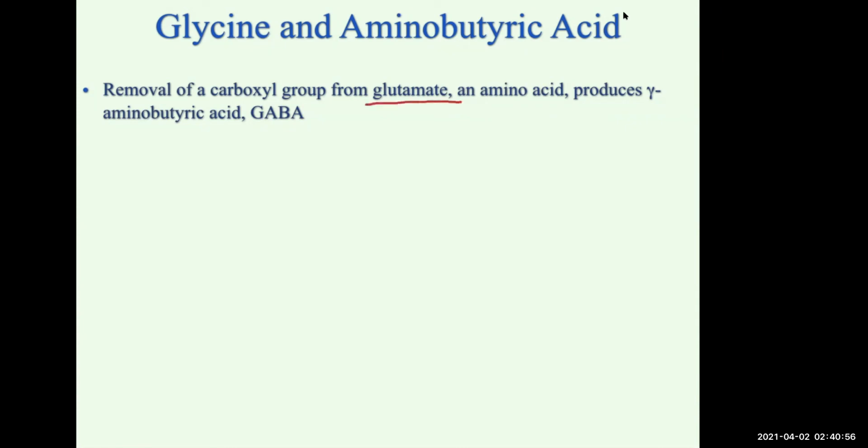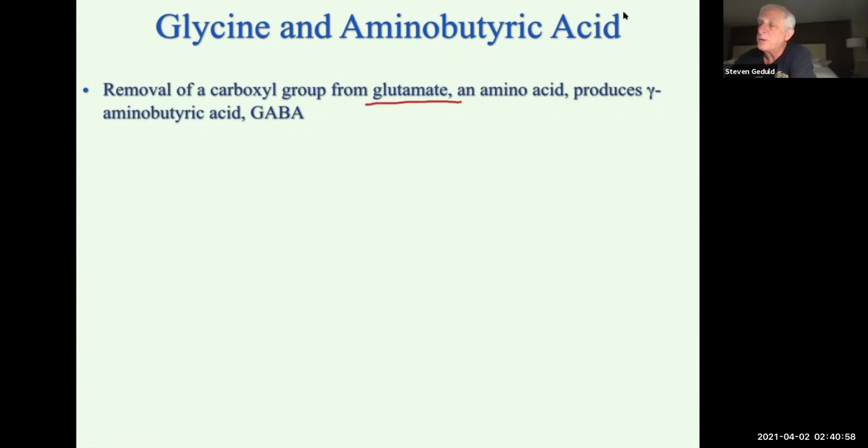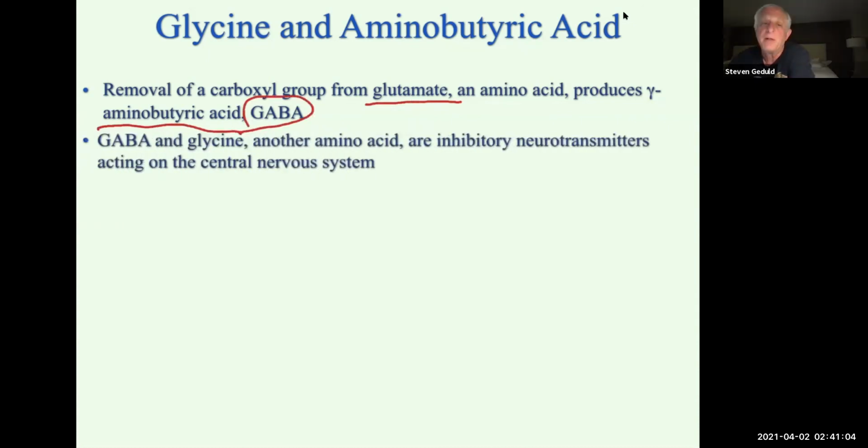Removal of the carboxyl group from glutamate, which is an alpha amino acid, produces alpha aminobutyric acid, called GABA. GABA and glycine, another amino acid, are inhibitory transmitters acting on the central nervous system. So they stop the transmission of neurons. They're inhibitory.